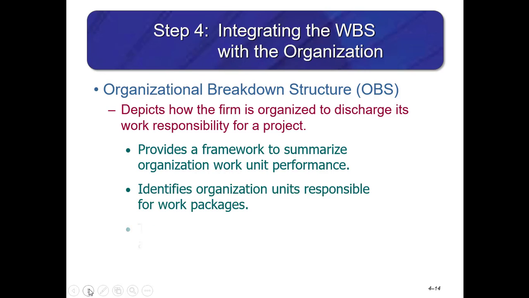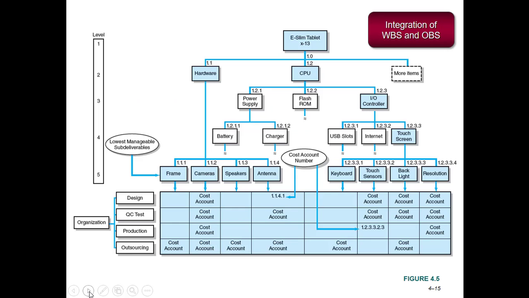The organization breakdown structure provides a framework to summarize organization work performance, identifies the organization units responsible for the work packages, and it ties the organizational units to the cost control accounts, which is part of the diagram showing the WBS. And this is a sample. What is new on this chart is it shows the organizational functional areas that participate in these various work streams or areas for the project, the deliverable areas for the project.